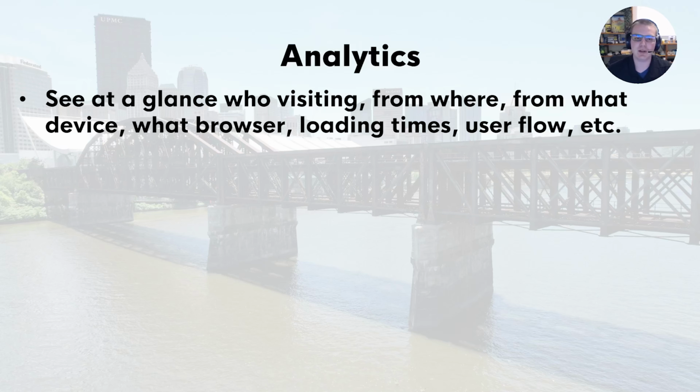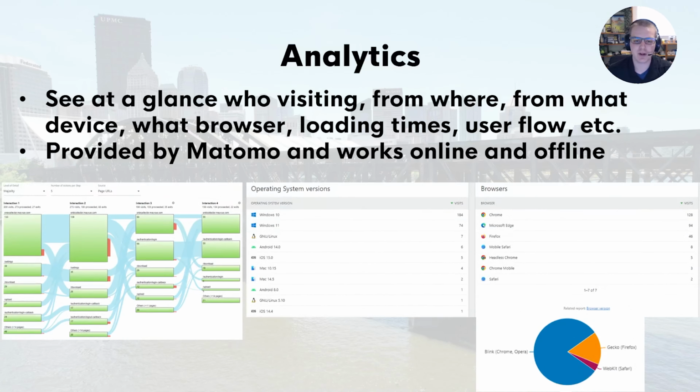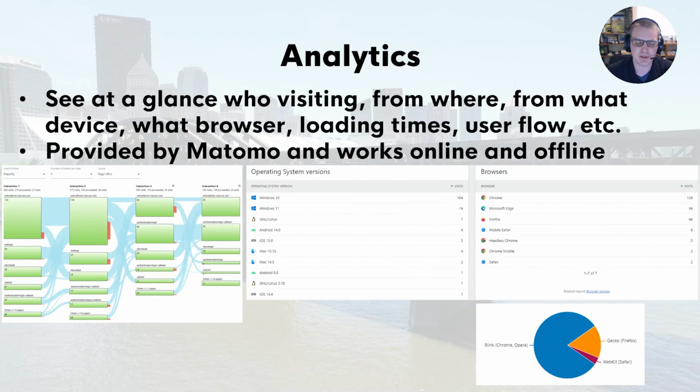Whereas for observability, we're seeing things more like what records were written, how long did the response take, different things like that. And this is provided by Matomo and works online and offline, which is one of the bigger selling points for us. And here's some examples of what we're looking at.